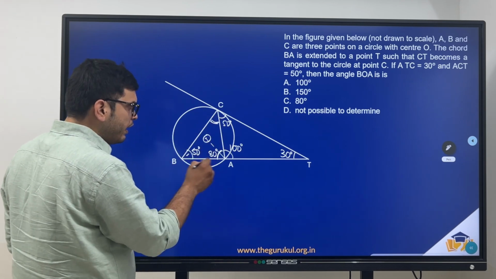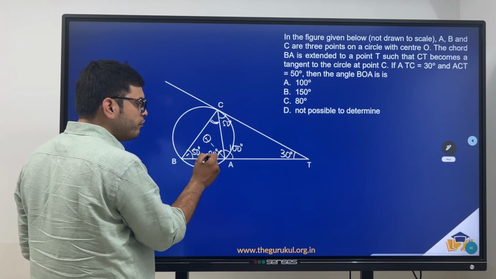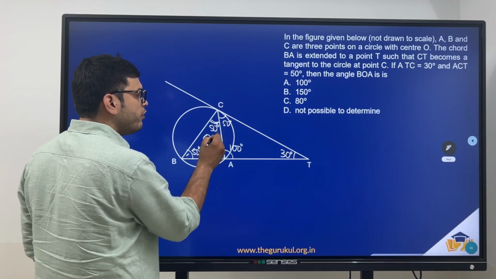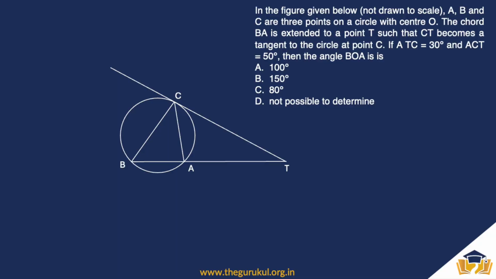So in triangle ABC, the sum of the angles A, B and C should be 180. If this is 50, this is 80. This should be 50 degrees, and if this is 50, angle BOA should be double of that, hence 100 degrees should be the answer to this question.